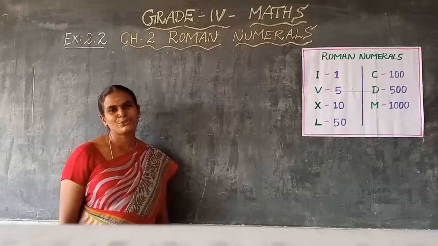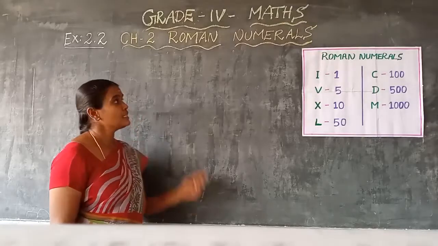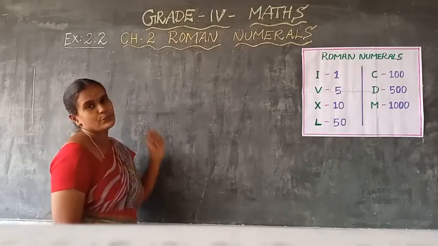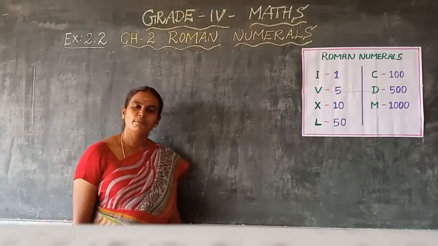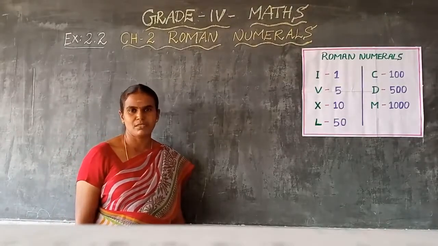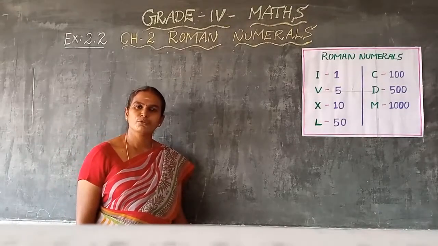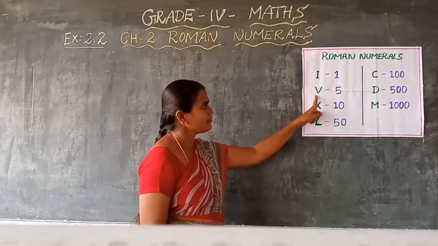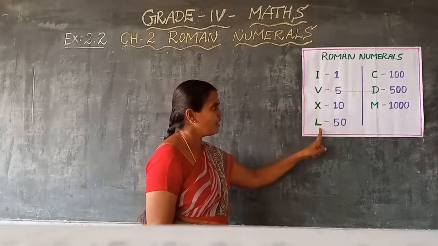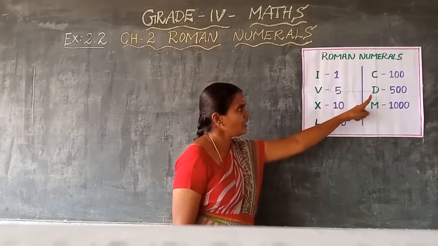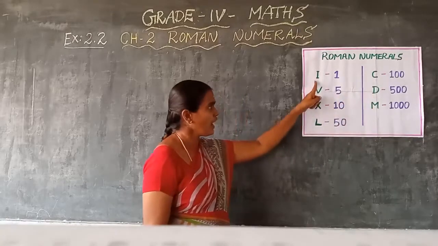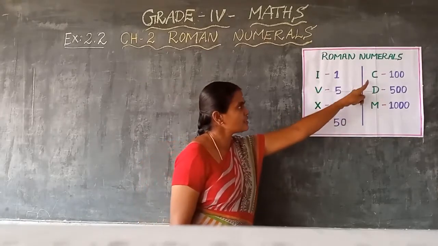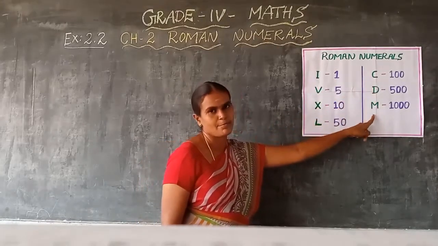Good morning students. Today we are going to see grade 4 maths chapter 2, Roman numerals. Exercise 2.2. Roman numerals are formed by using only 7 symbols. What are they? I, V, X, L, C, D, M.